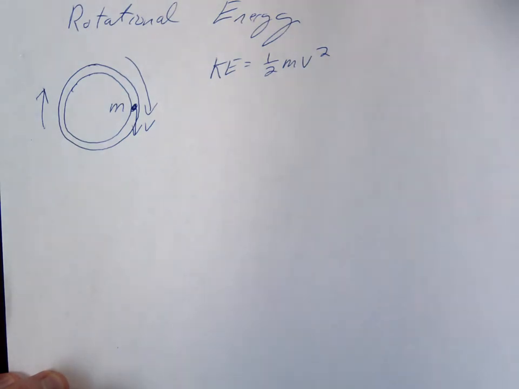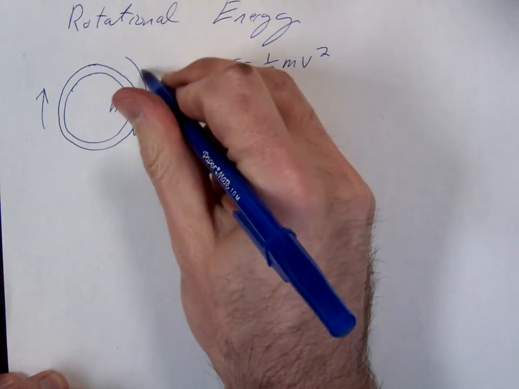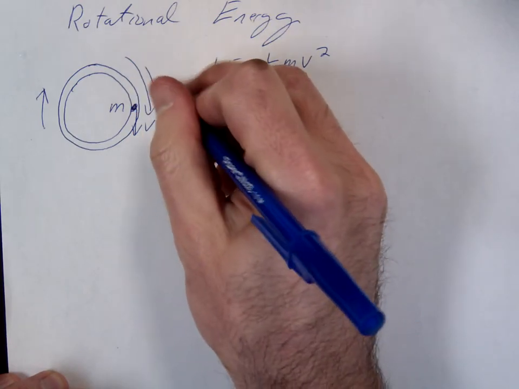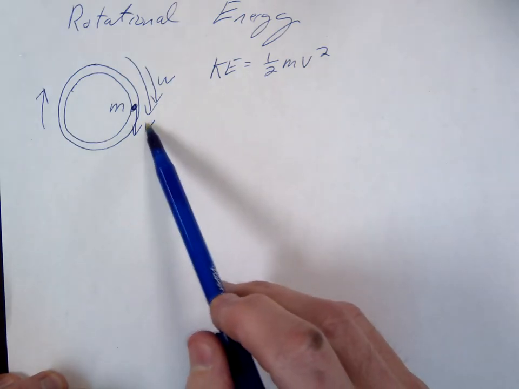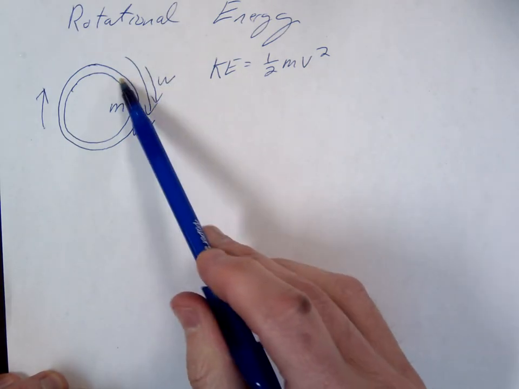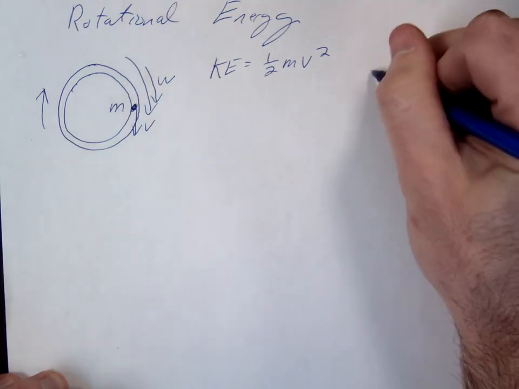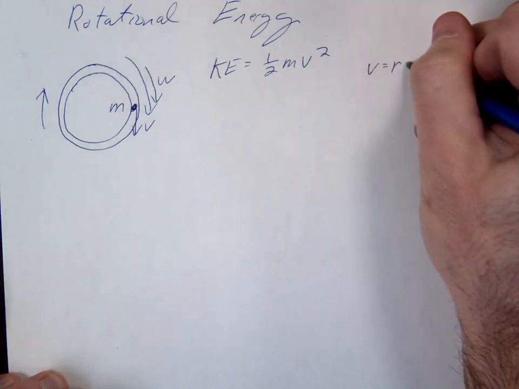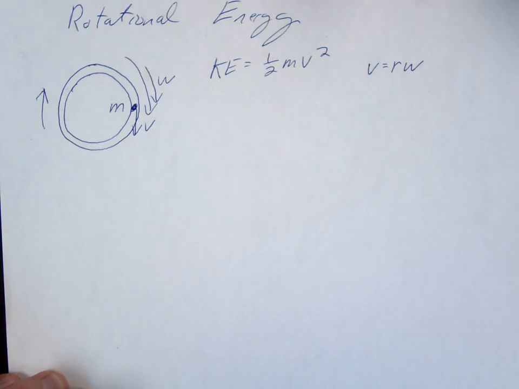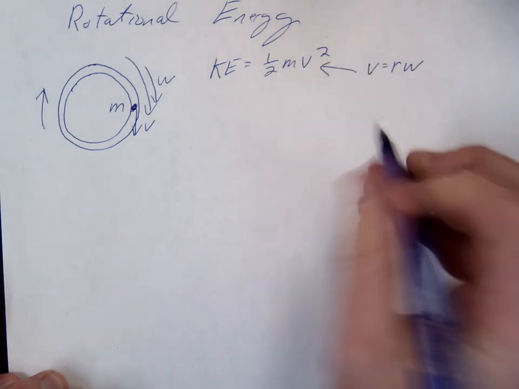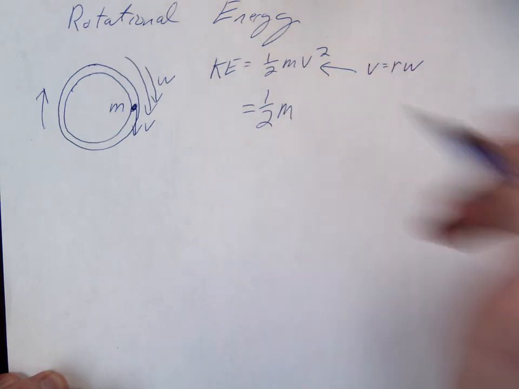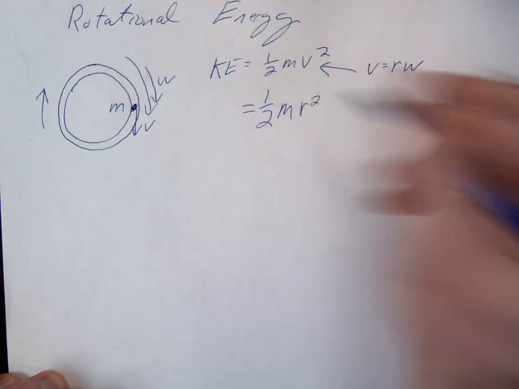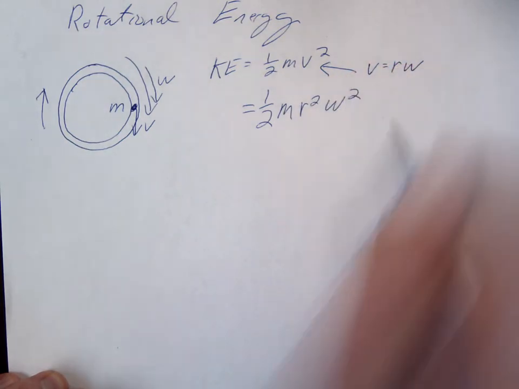Okay? So notice also that the mass is moving rotationally. So it also has an omega here. Well, what's the relationship between the v at this point and the omega? v is equal to r omega. Right? v is equal to r omega. So let's go ahead and make that substitution here. We'll substitute in for the v. So we'll have 1/2 m r squared omega squared.